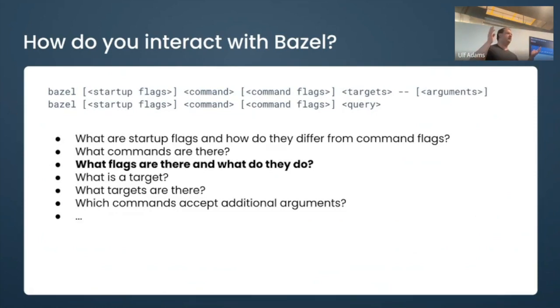Why do we have startup flags? How are they different from command flags? What commands are there in the first place? I mentioned a couple, but how do you know? Where are they coming from? What are they doing? What are the flags and what are they doing? What's the effect if I set a flag? What is the effect of output filter equals none? What is the target, right? What targets are there, right?